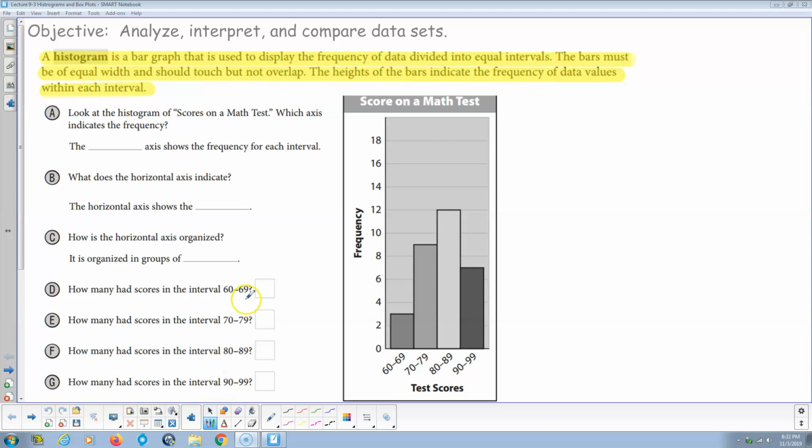Welcome. This is my instructional video for section 9.3 in the Math 1 book, Histograms and Box Plots.